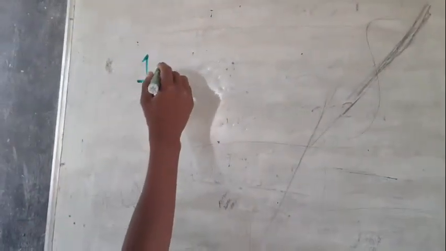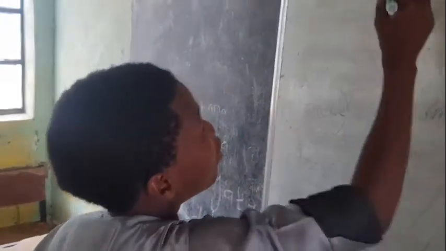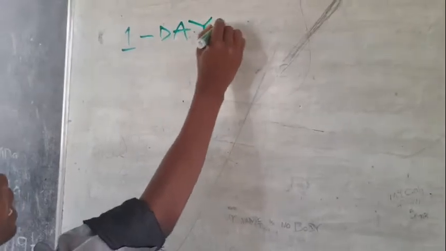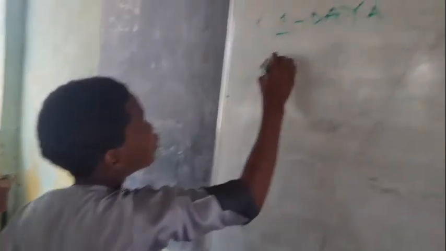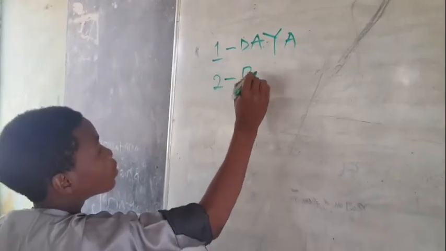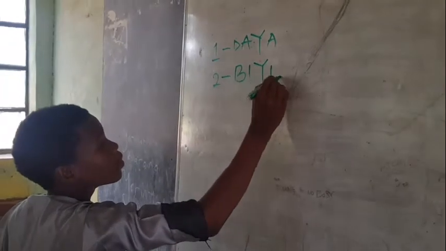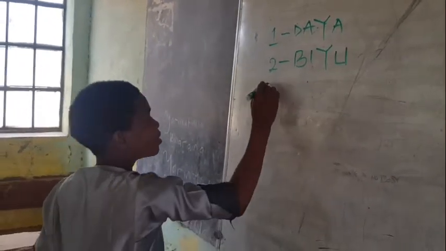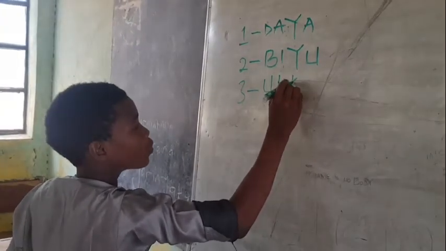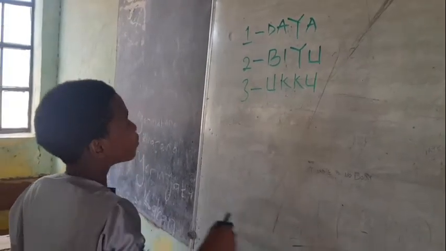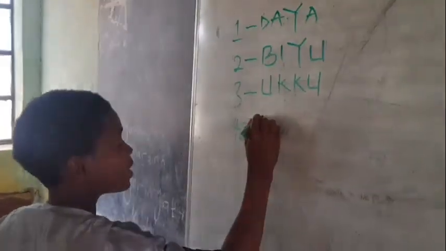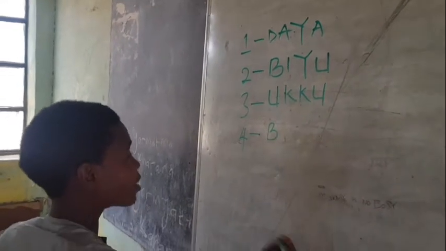This is 1. When you are going to call 1 in Hausa, you will call it daya. While 2, you are going to call it biyu. While 3, you are going to call it hudu. While 4, you are going to call it biyar. Either biyar or biyar is all the same.